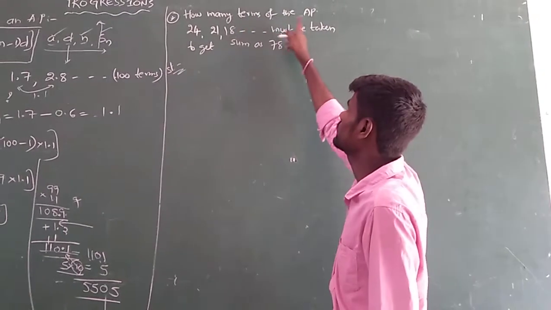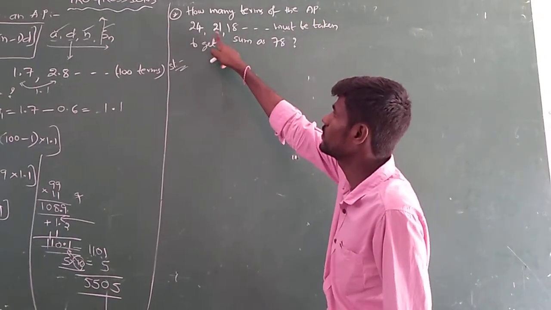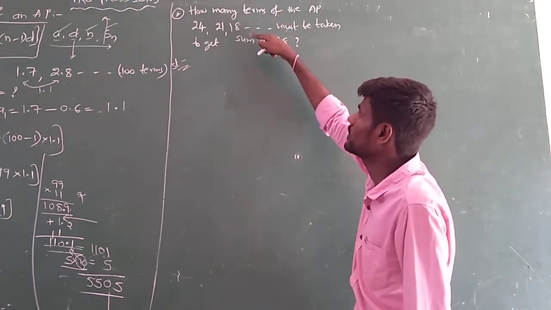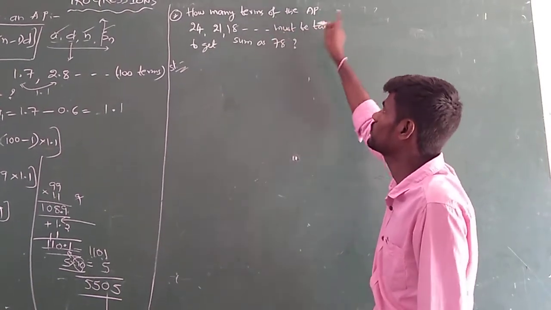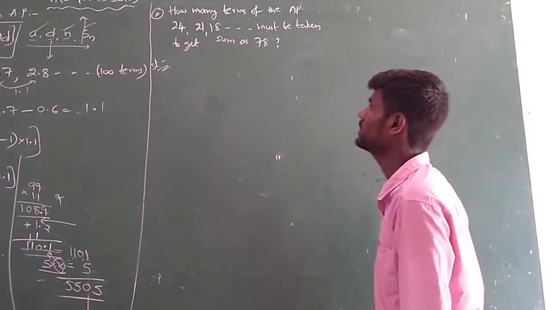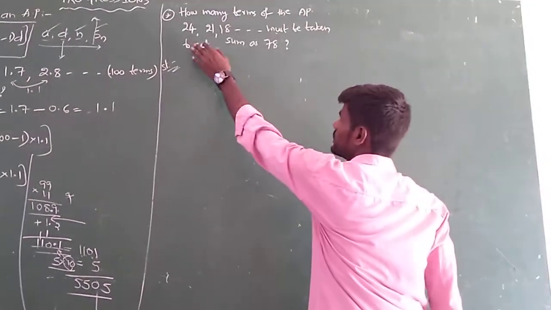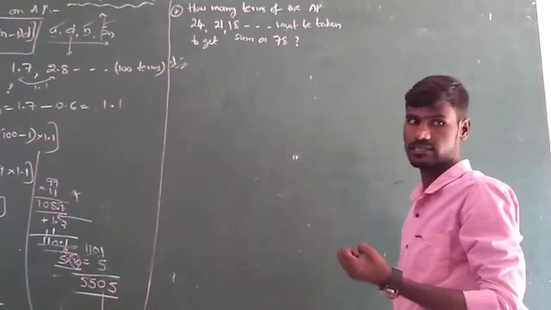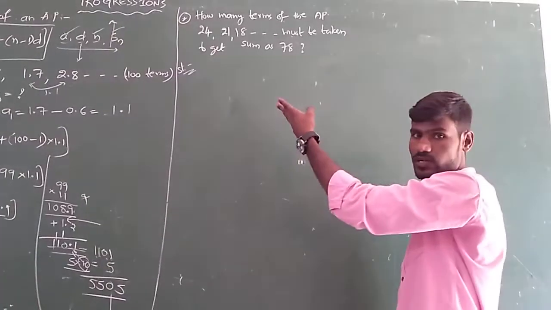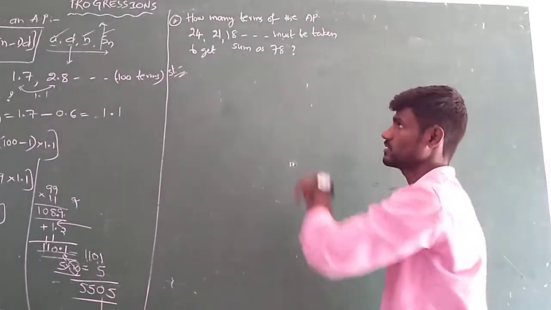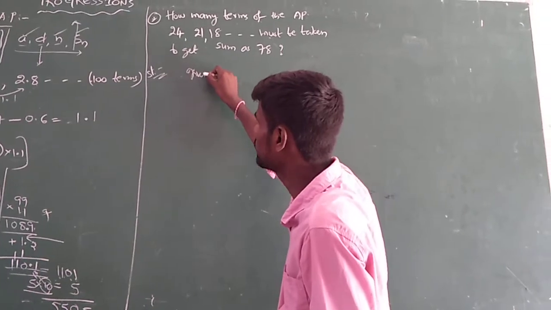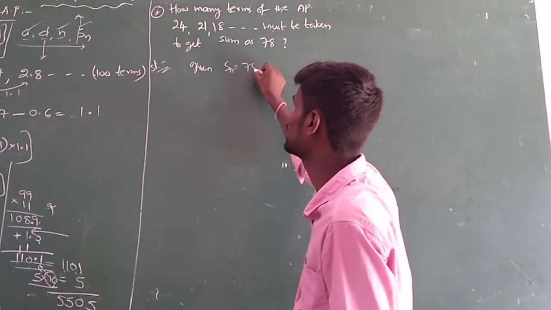How many terms of the AP 24, 21, 18, which is decreasing, must be taken to get the sum as 78? Means in this AP, how many terms should be taken to get the sum as 78? How many, means 3, or 4, or 5, or 7, like that. That is the question. Indirectly, Sn equals 78.